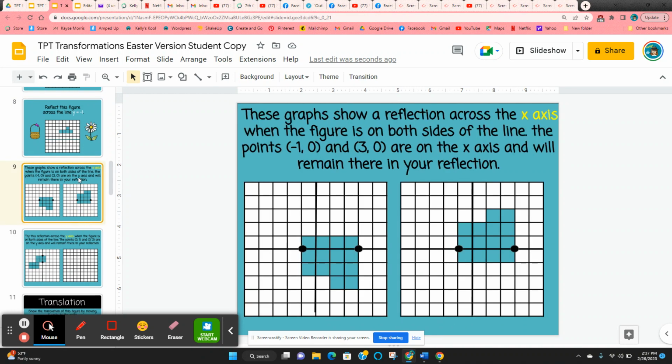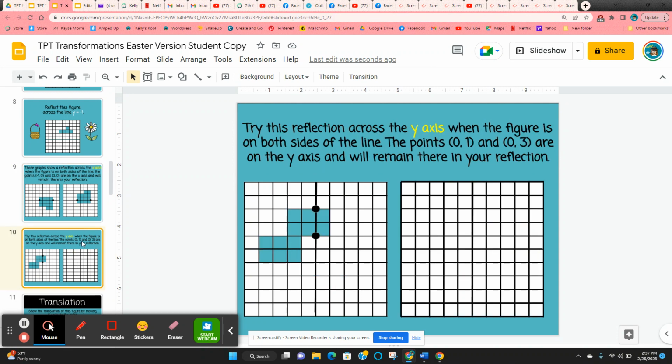And then they're going to be shown how to reflect when part of that figure is already across the line. So you see these 2 points. This is like a hinge. So they're just going to flip this figure up, and this is what it's going to look like. These 2 points are just going to stay there, and you just flip it up as if it were a hinge. They're going to do this on their own on the next slide.